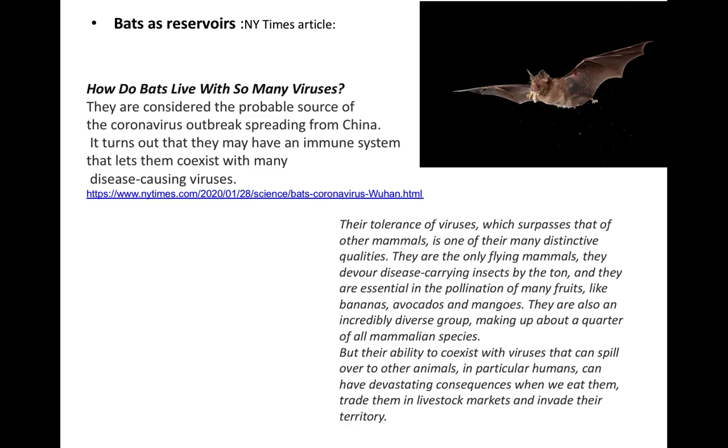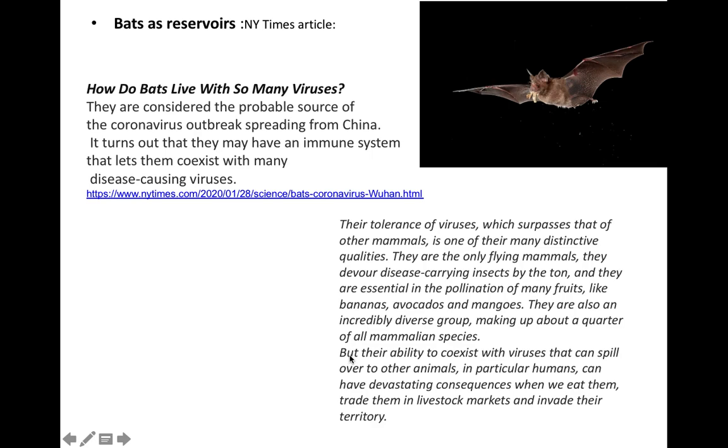Usually we think of, if you're an animal reservoir, you kind of co-evolved to live with that virus so they don't cause harm. So one of the things in this little article, you guys, I'll just point out, so bats are the only flying mammals. And this is just talking about their good qualities. They devour disease-carrying insects by the ton. They're essential in pollination of many fruits like bananas, avocados, and mangoes. And this is the concern. They're also an incredibly diverse group, making up about a quarter of all mammalian species.